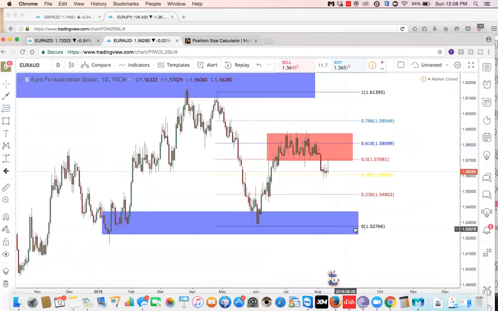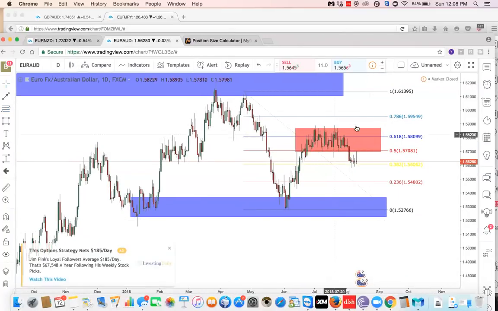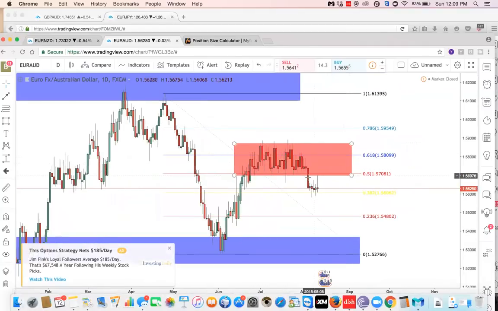And what you can see is this consolidation zone is basically around a 61.8. The 61.8 is the golden ratio, the main retracement zone that we look for. When we get a rejection of the 61.8, that's a good sign. As you can see, it kept rejecting in the zone until we finally got this strong bearish breakout candle here.